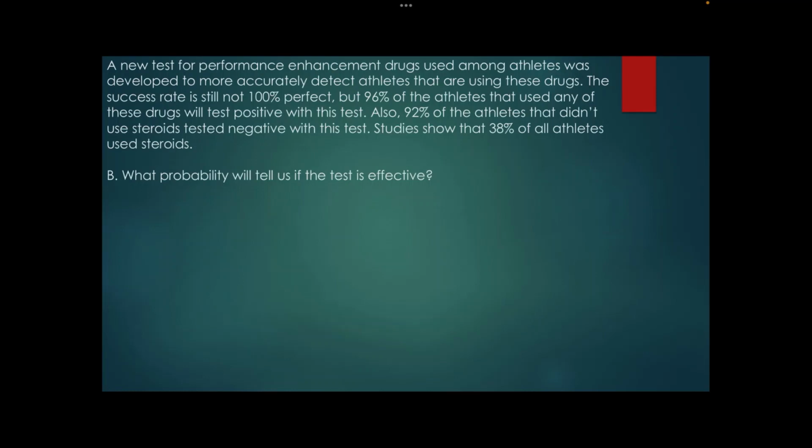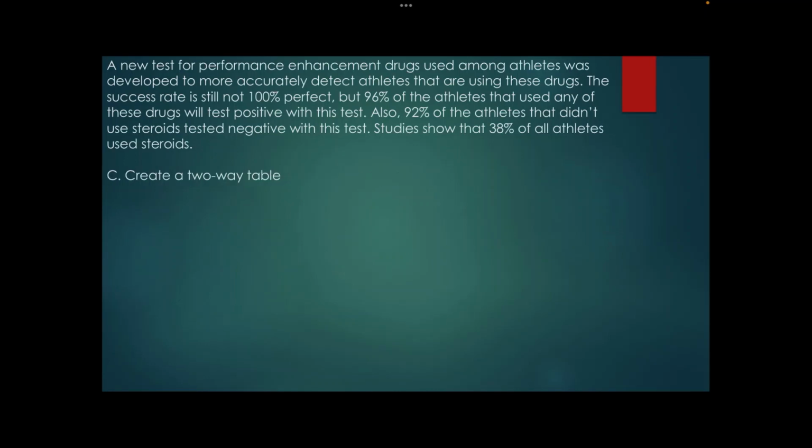What probability will tell us if this test is effective? The probability that will tell us if this test is effective is if someone who took steroids tested positive. So, the probability of testing positive given someone used steroids.